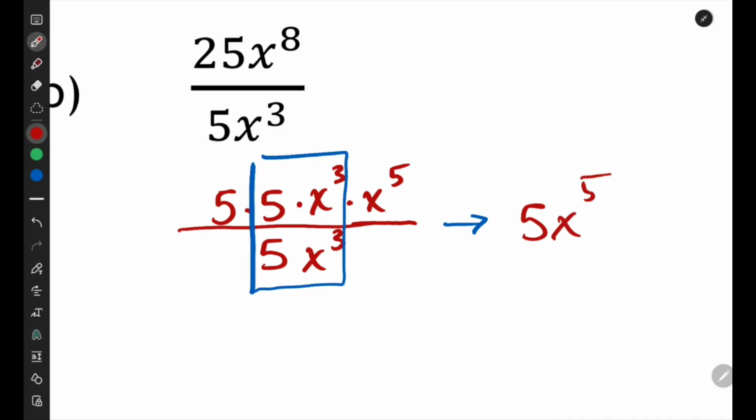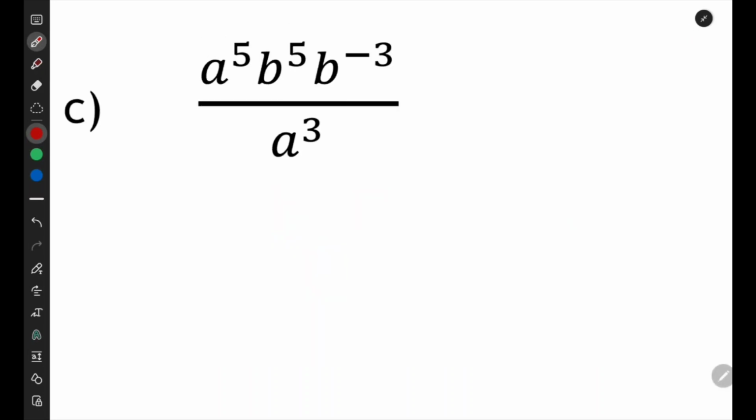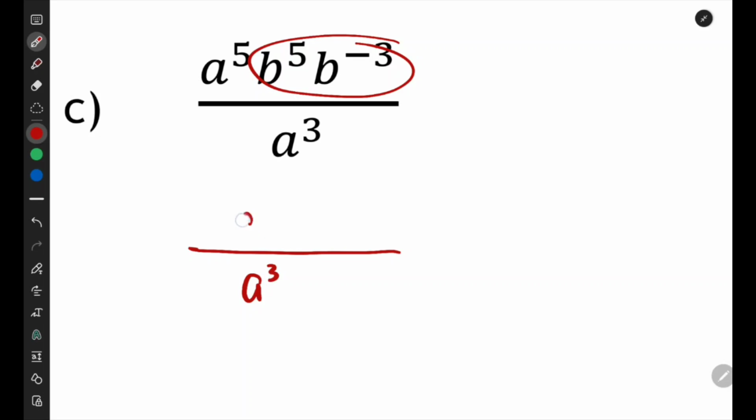So that's 5x to the 5th power. For part C, I'm just going to note to myself right off the bat that this is b to the 2nd power, so I'm going to rewrite that. The whole thing I'm just going to write now is, well, let's do this. I'm going to write an a to the 3rd power, and then in my numerator, I'm going to write an a to the 3rd power. I need two more factors of a, so I'm going to write a squared.